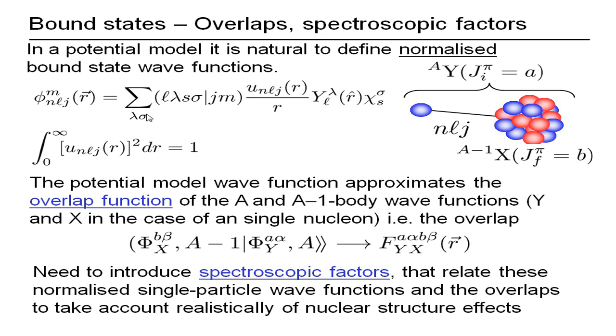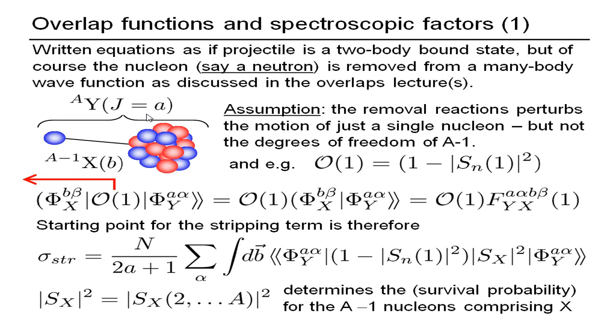Remember this stuff? You remember seeing it before. You may not remember the detail, but you remember the arguments, I think. If we want to talk about this relative motion wave function, we should start from this point and recognize that there is an overlap function which has characteristics of a normalized bound state, but won't be a normalized state. There'll be a spectroscopic factor coming in.